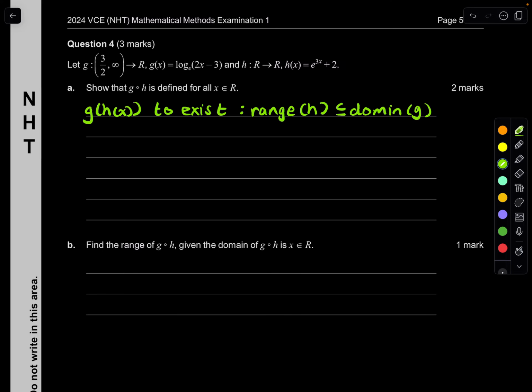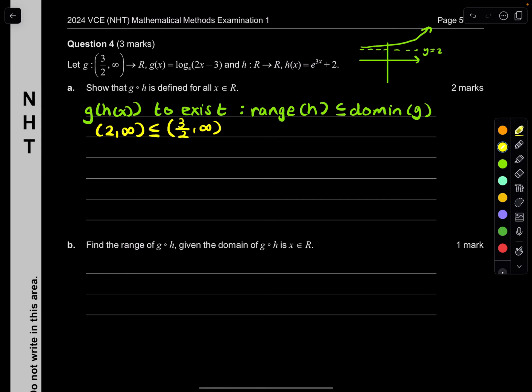Well, if you graph this quickly, you can see you have an asymptote at y equals 2, just a normal asymptote. So basically the range is 2 to infinity. So there's a color here. 2 to infinity is the range of h. It has to be a subset of the domain of g. What's the domain of g? It is this over here. So let's write that down. 3 on 2 to infinity.